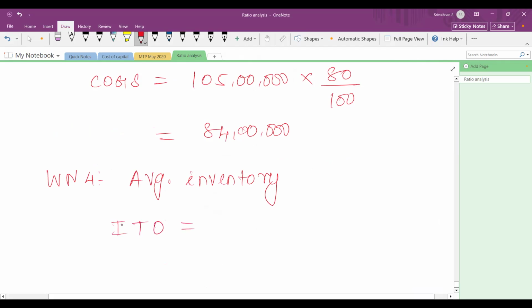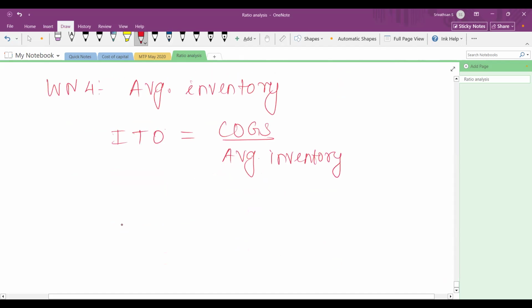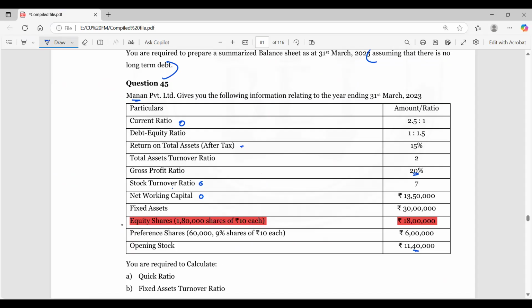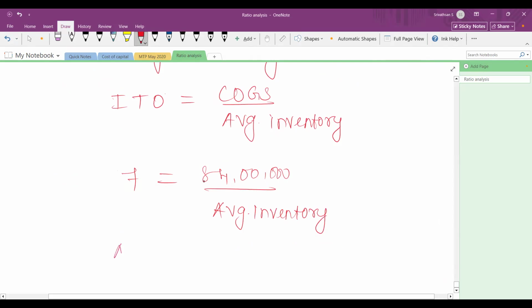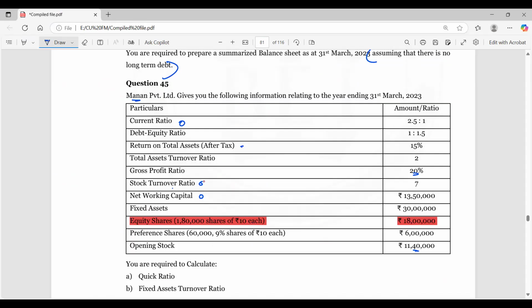Inventory turnover ratio is equal to COGS by average stock or average inventory. What is inventory turnover? 7 times is equal to COGS, how much? 84 lakh. So average inventory is 12 lakh, right? We have 12 sevens or 84. So now opening stock is given. We can calculate closing stock from this.